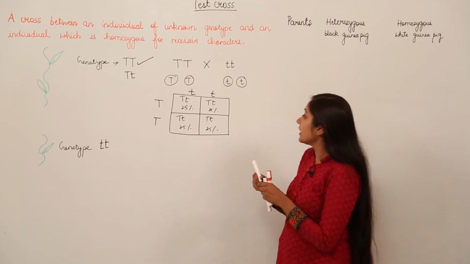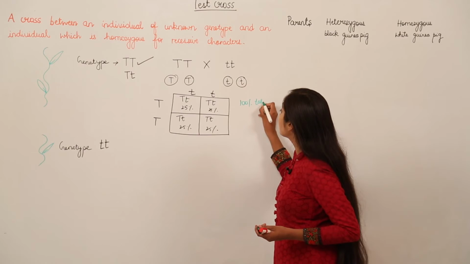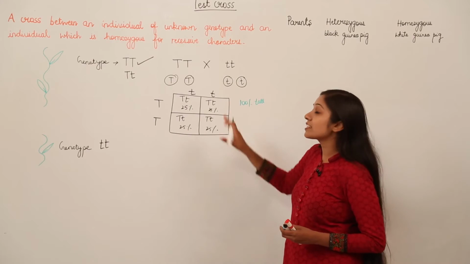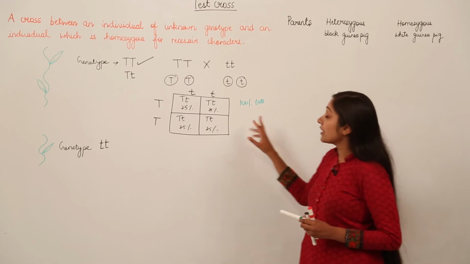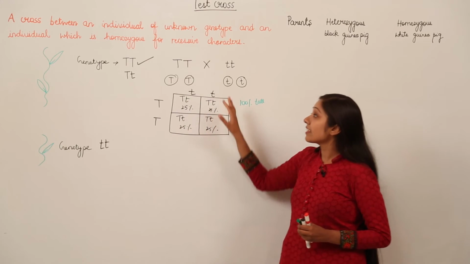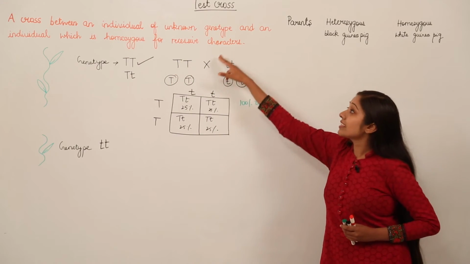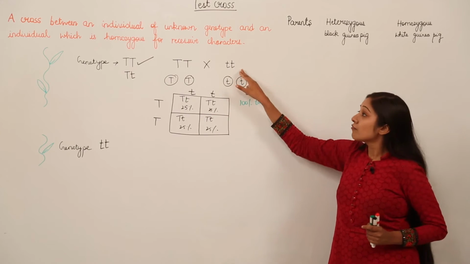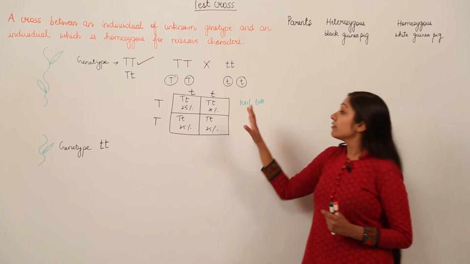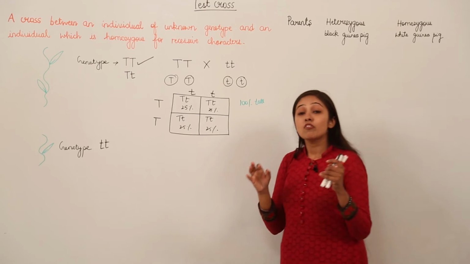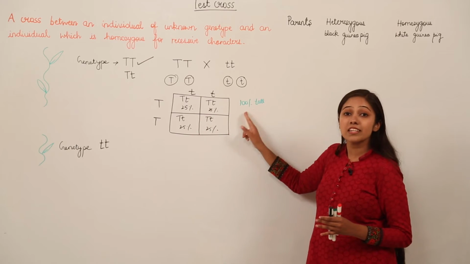So, in this case, what is going to be? There will be 100% tall pea plants. Okay, in this case we will not get any dwarf or short pea plant. Why? Because this combination says that if you have a homozygous dominant parent and you cross it with a pure recessive parent, we will have the dominant phenotype in the offspring. There will be no phenotype for the recessive character, remember. So, this means the plants are going to be 100% tall.